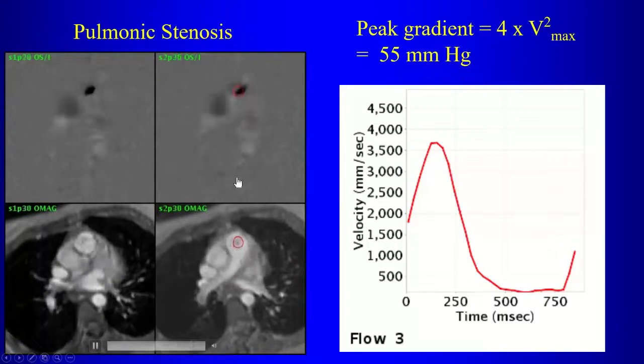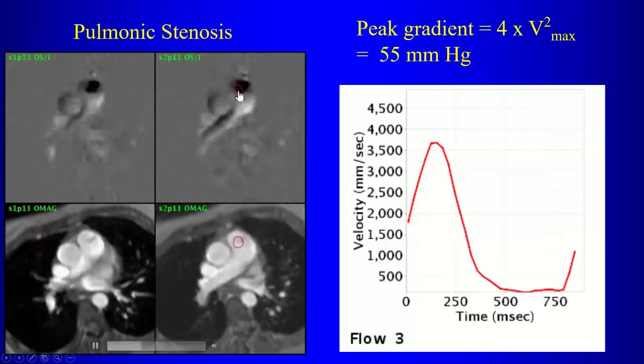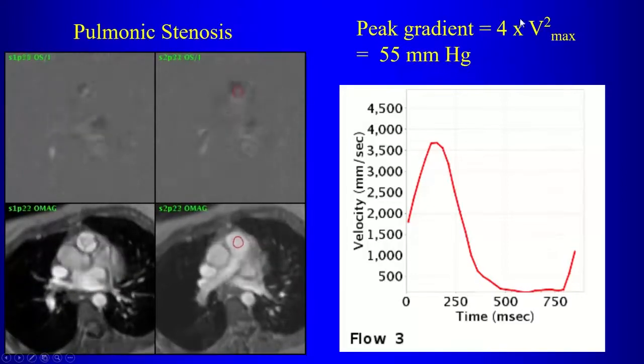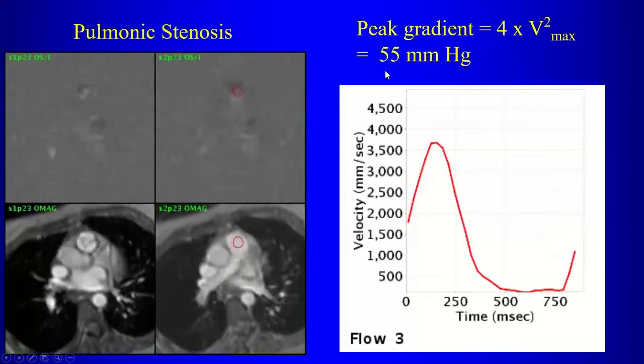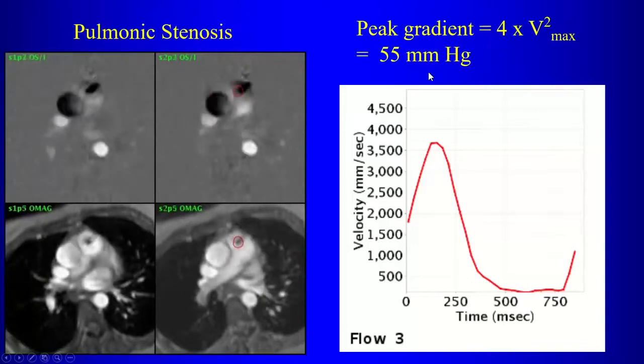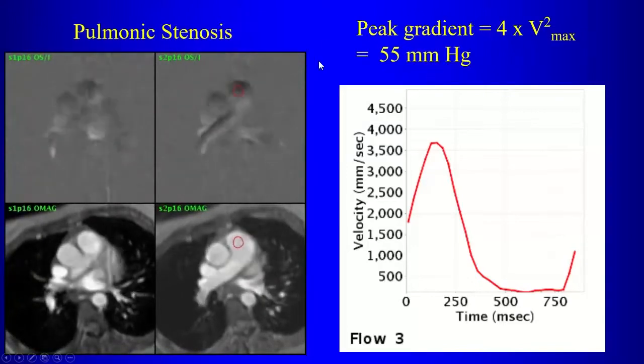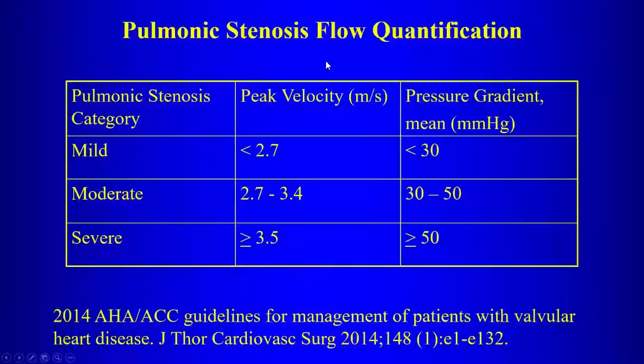Now for pulmonic valve stenosis, we can approach it very similarly to aortic valve stenosis with phase contrast imaging. So we find the jet just above the pulmonic valve, and then we measure the peak velocity through the jet, and with the modified Bernoulli equation, we plug the peak velocity into 4v squared, and in this particular case, we get a gradient of 55 millimeters of mercury.